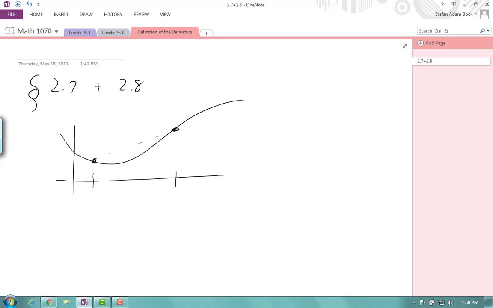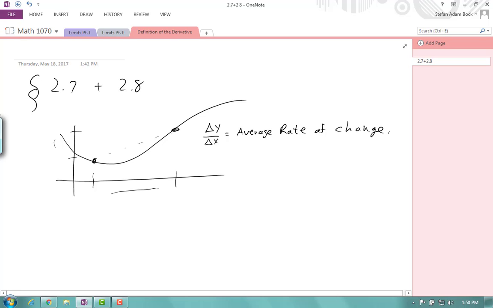If I have some time which has passed, for example, and I have traveled some amount of distance, then my average speed over that time would be the total distance divided by the total time. Or in more mathematical terms, the change in y divided by the change in x. And this is my average rate of change. But that's not good enough for us. What we want is the instantaneous rate of change. I want to know how fast I'm moving right now, for example.